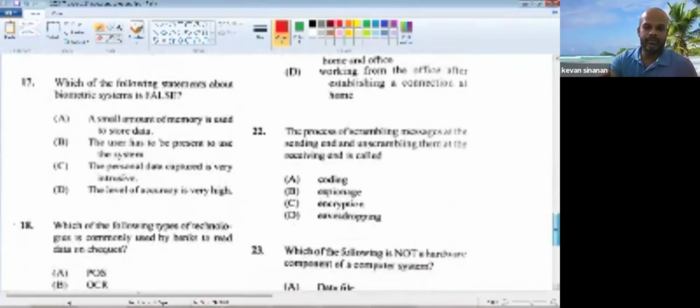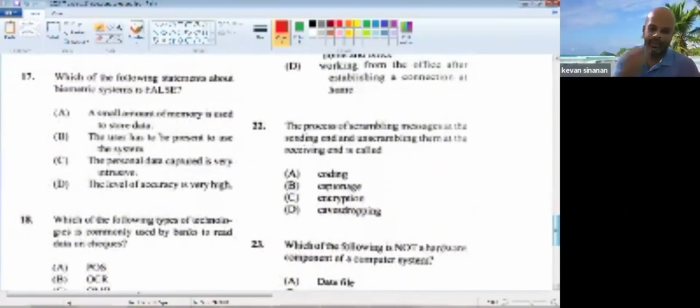All right, so we're going through question 17. Which of the following statements about biometric systems is false? A, a small amount of memory is used to store the data. No, actually that is true. B, the user has to be present to use the system. Of course, that is correct because that's the whole idea of biometric systems.